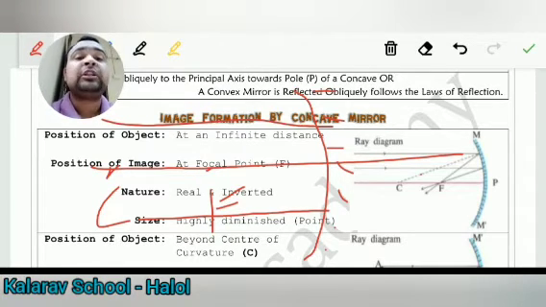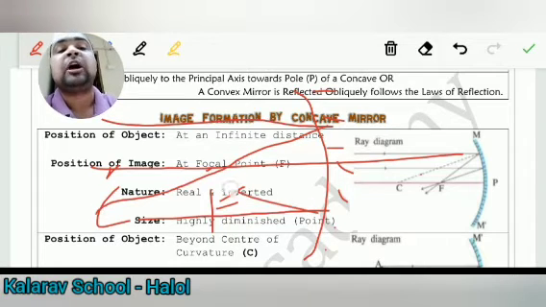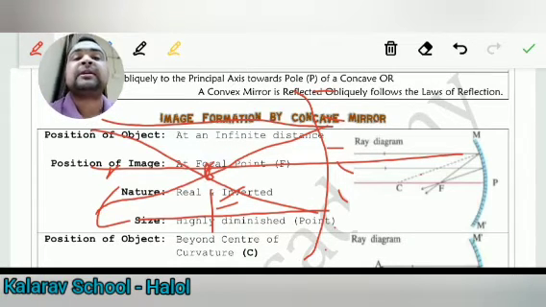Okay, and we know that whenever parallel rays are incident on the mirror, then after the reflection they will always pass through the what? Principal focus.